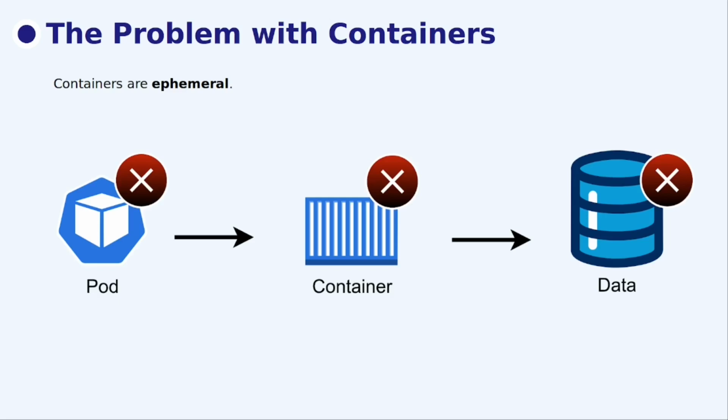We insert some data, then the pod restarts. What happened? All data is gone. Why? Because by default, data is stored inside the container file system. And when the container is destroyed, the data disappears with it. This behavior is perfectly fine for stateless applications. But for databases, this is unacceptable because data is critical. Data loss is a system failure. So clearly, we need a better approach.